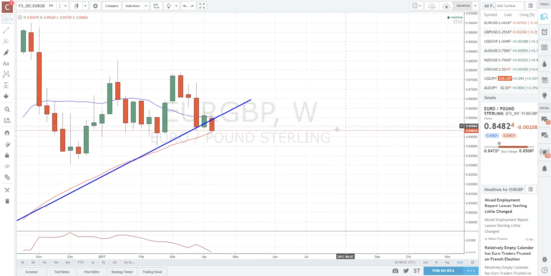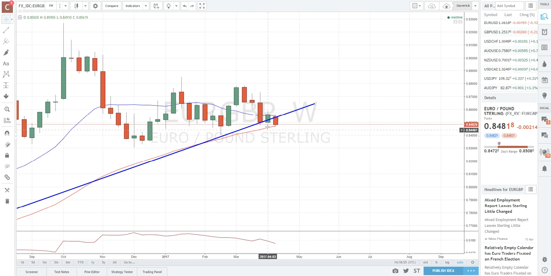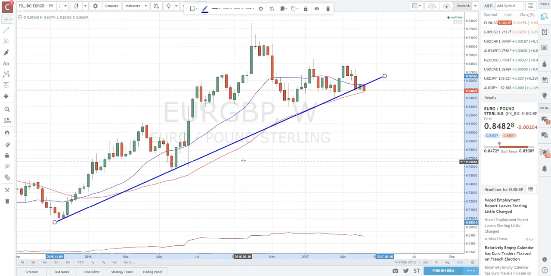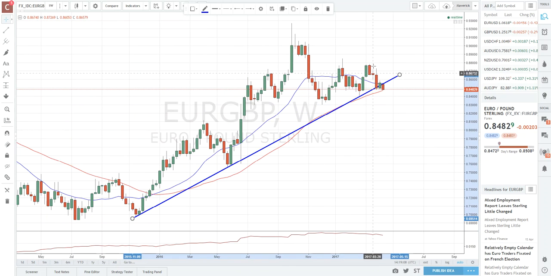So if you see this a little bit more zoomed in here, you can see it kind of broke below. If you zoom in, you can adjust them a little more. That's supposed to be right on this touch. You see it broke below and came back up, and now it broke out. So it's breaking out of this uptrend line.